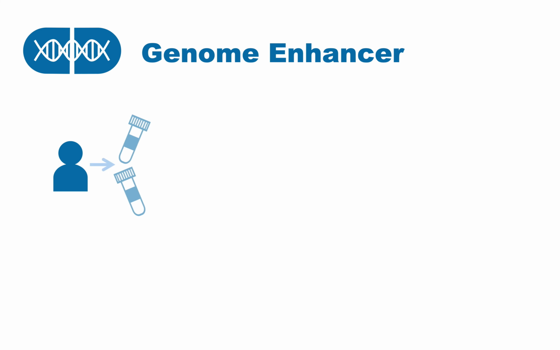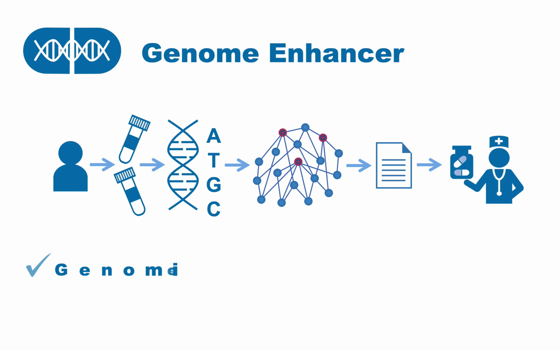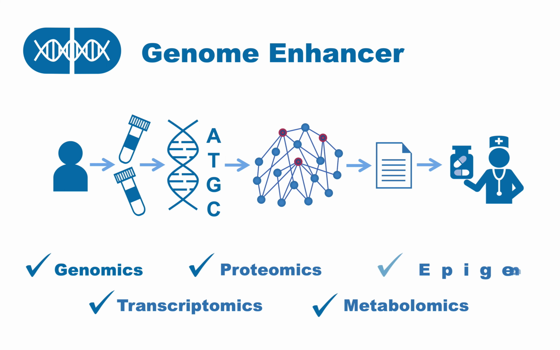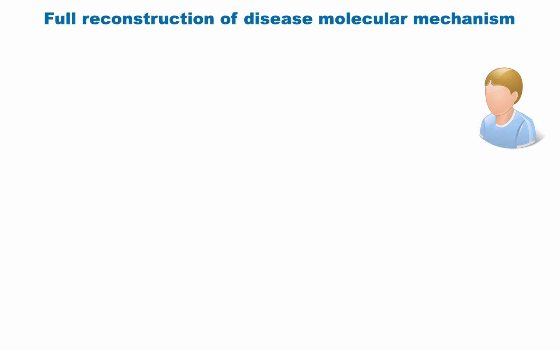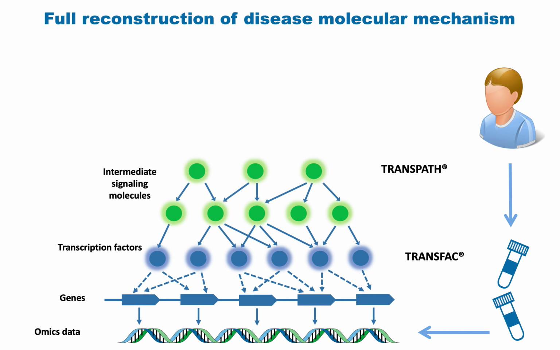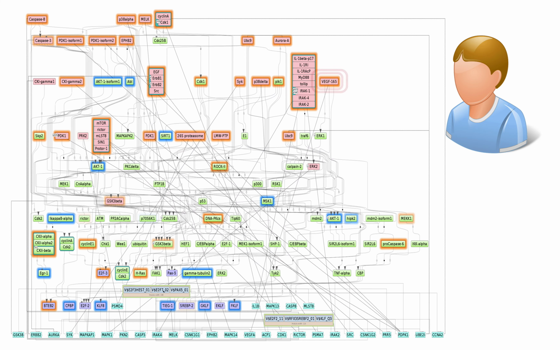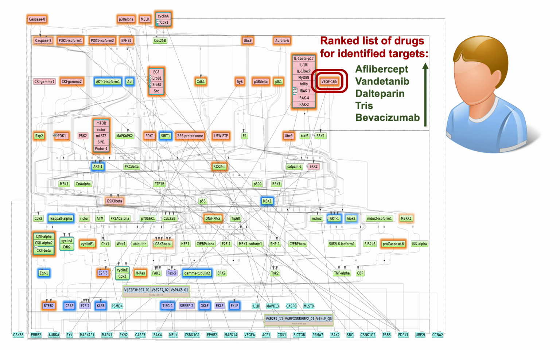We in geneXplain have challenged this problem and are proud to introduce you Genome Enhancer, the fully automatized bioinformatics pipeline for patient omics data analysis. Working with all major types of omics data, it reconstructs the molecular mechanism of the studied pathology and reveals the prospective drug targets and treatments that are predicted to be actionable for the given clinical case. Genome Enhancer reconstructs a personalized model of disease-associated gene regulation and builds a network of intracellular reactions responsible for pathology progression in the cells of a given patient.